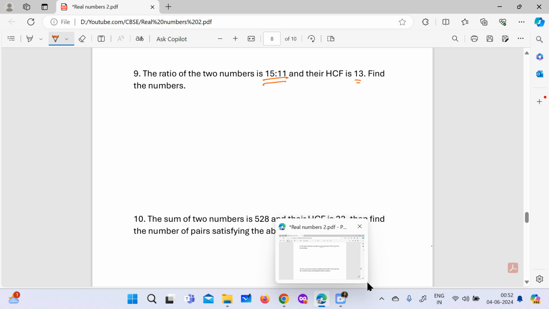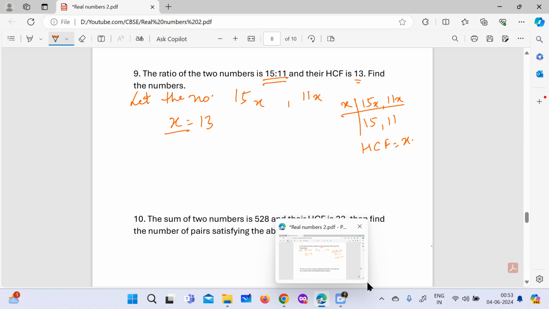So let the numbers be 15x and 11x. Okay. So when I assume my numbers are 15x and 11x, then their HCF will be, see, here they have given HCF is 13. Let's work here. It will be 15x, 11x, and x is the common factor. So you get the HCF as x. So the value of x is 13, because we got the HCF as x and here it is given the HCF is 13. So x is 13.